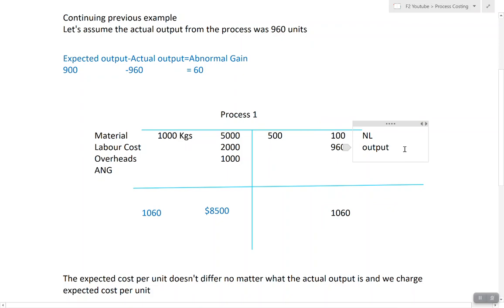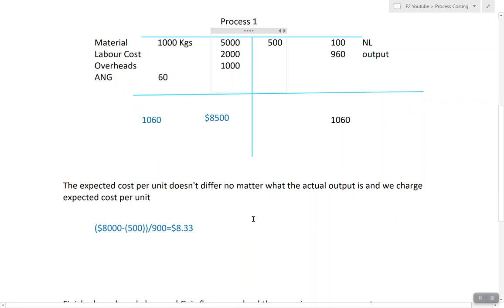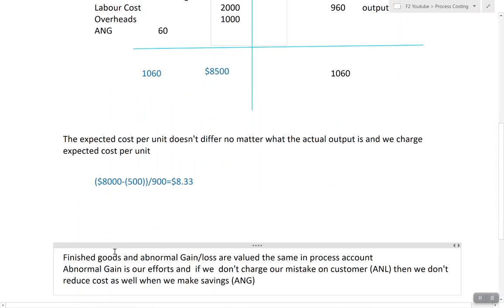And abnormal gain is completely different from abnormal loss. So obviously, it shouldn't come to the same side. In fact, what we do is we write it on the left side. And the reason is we treat it like something extra input into the process. It is something extra that came into the process. And valuation is going to be the same as output. So normal loss, abnormal loss, abnormal gain, actual output, they are valued the same. I've written here, finished goods, abnormal gain or loss are valued the same.